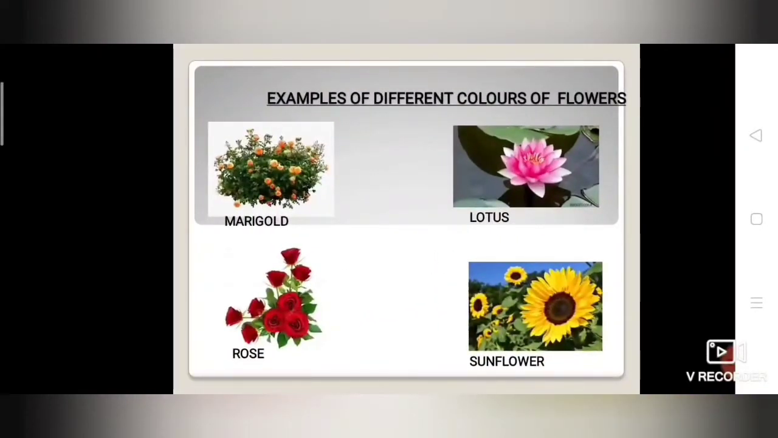Students, here you can see some of the very good examples of different colors of flowers. For example, marigold, lotus, rose, sunflower, etc.